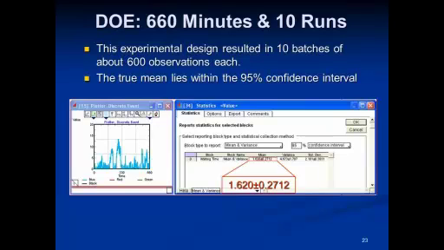Now, if I take a design of experiments, do it for 660 minutes, and I'm hoping, because I haven't shown you the graph yet, that by doing it 660 minutes, I'm going to cut off a bit of that initial transient period. I'm going to do 10 replications. And when I do that, if you look at my highlighted confidence interval down there, it's 1.620 plus or minus 0.2712, and the actual mean of 1.6333 falls within that confidence interval. Okay, now this is not necessarily the best I can do, but this is not a bad experimental design. 660 minutes, 10 runs.